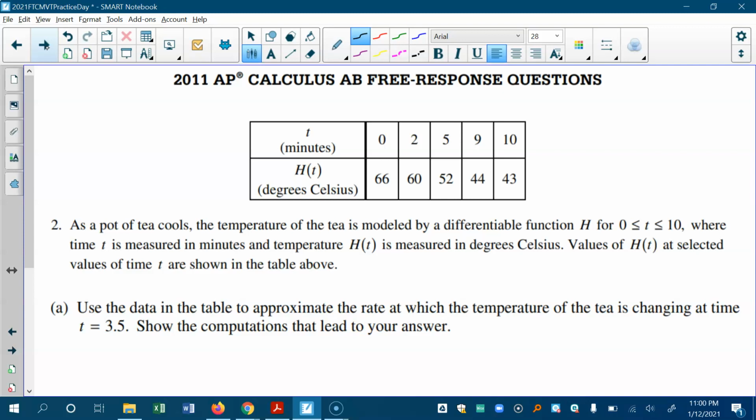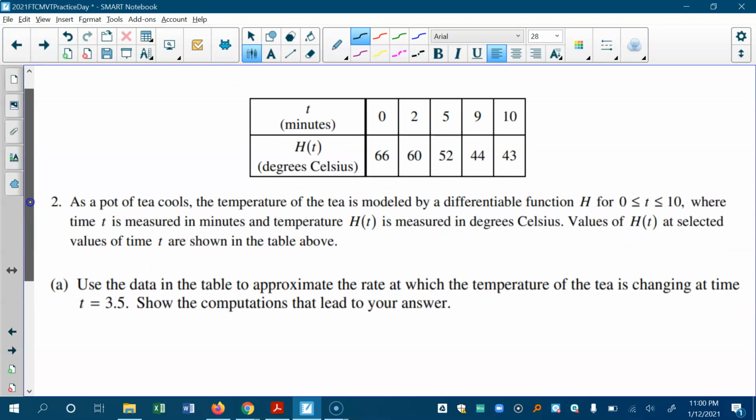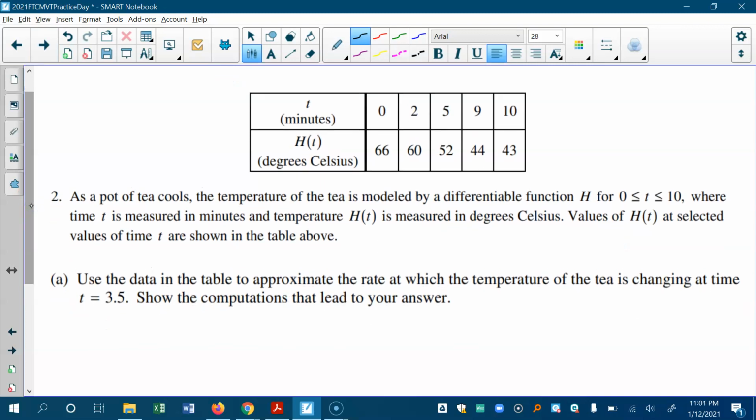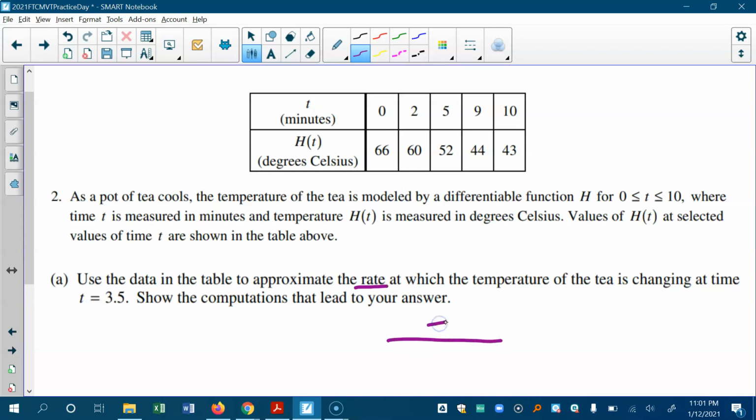by a differentiable function h from the closed interval 0 to 10, where t is measured in minutes and temperature h of t is measured in degrees Celsius. Values of h of t and selected values of time are shown in the table above. Use the data in the table to approximate the rate at which the temperature is changing at time t equals 3.5. Key word here, rate, which means I need something minus something over something minus something.